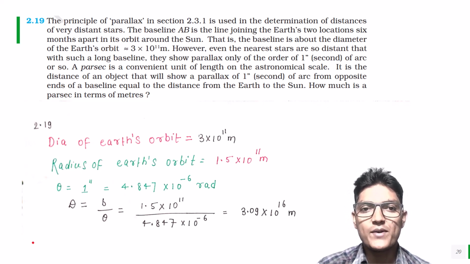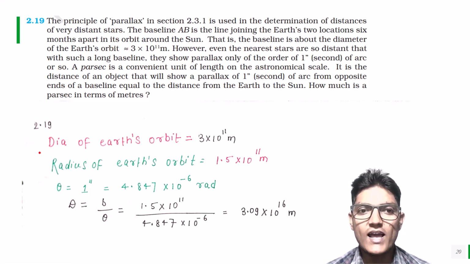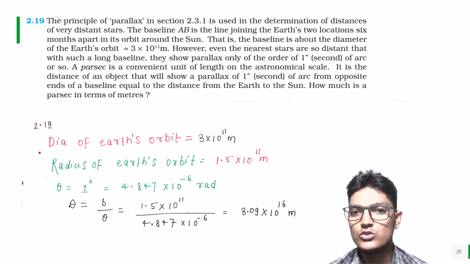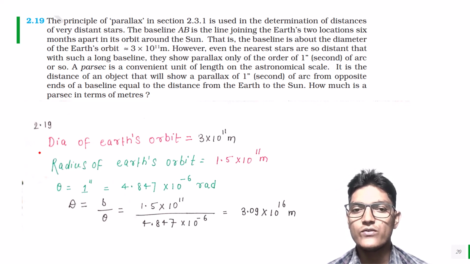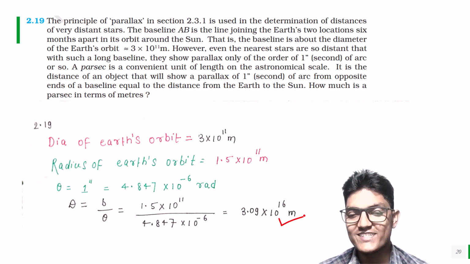So, Earth का यहाँ पे जो diameter दे रखा है, so diameter of Earth orbit दिया हुआ है 3 into 10 to the power 11 meter. Radius of Earth orbit दिया हुआ है 1.5 into 10 to the power 11 meter. थीटा है 1 सेकेंड का, that means 4.847 into 10 to the power minus 6 radians. So distance क्या हो जाएगा, b upon theta, जो कि होगा 1.5 into 10 to the power 11 divided by 4.847 into 10 to the power minus 6, is equal to 3.09 into 10 to the power 16 meters.